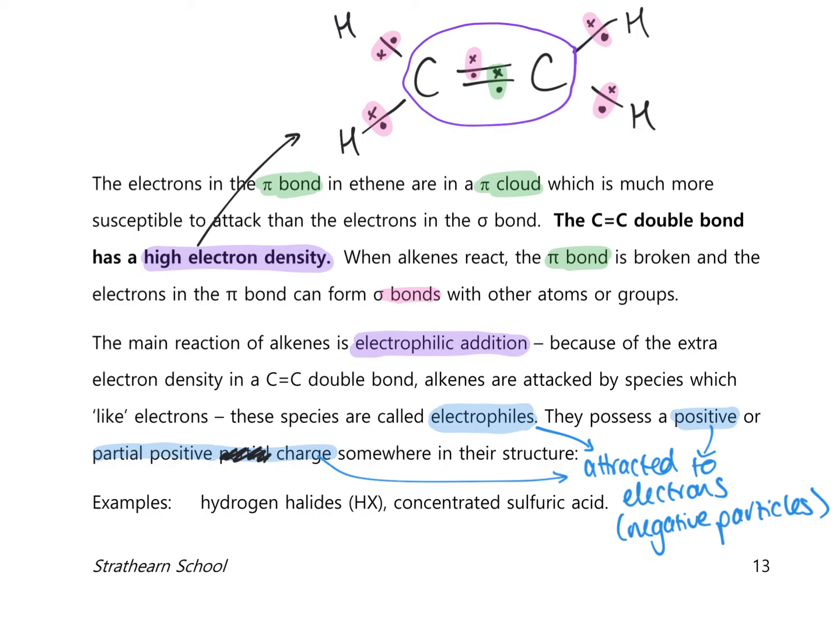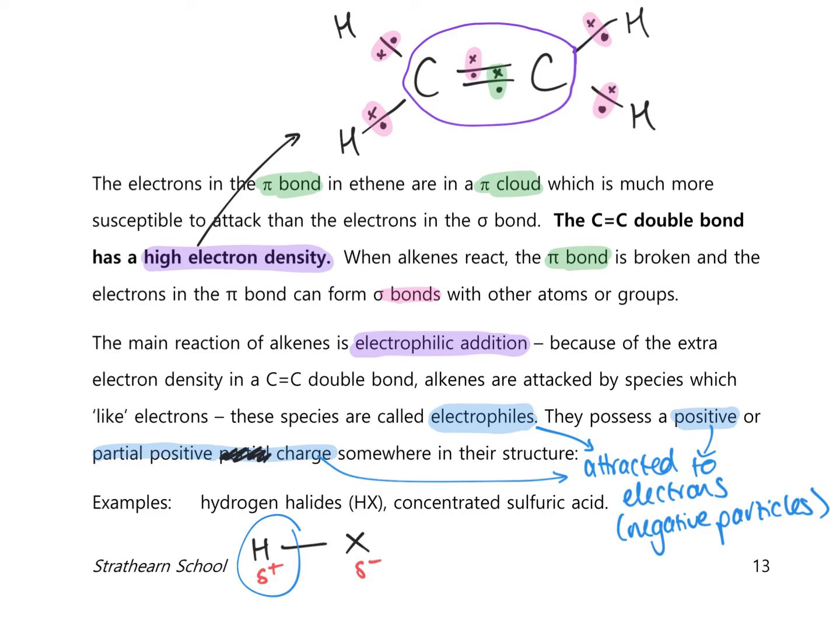And down below you have a couple of examples. So you have hydrogen halides. And if you think about hydrogen halides, that's hydrogen bonded with a halogen, something like chlorine, bromine, iodine. And that is a polar molecule. The halogen atom within that bond is more electronegative, and so this is a polar bond. And so the hydrogen end of this molecule will be attracted to our region of high electron density in the carbon-carbon double bond. So that's an electrophile because it contains a partial positive charge.